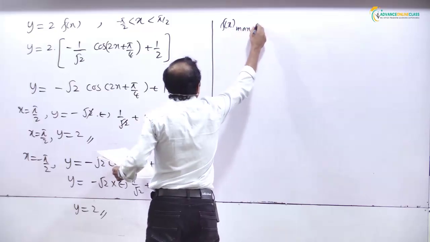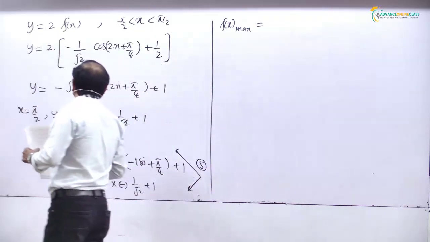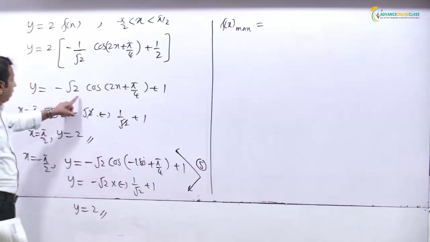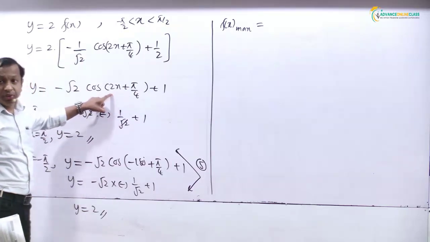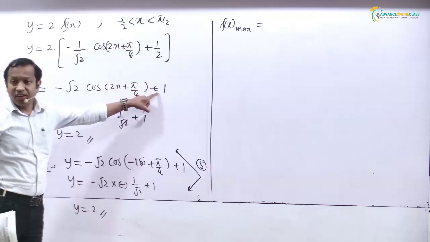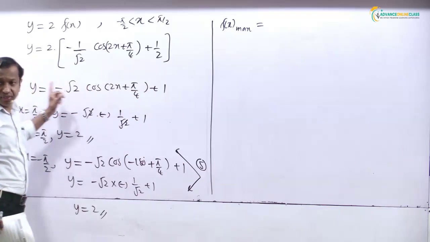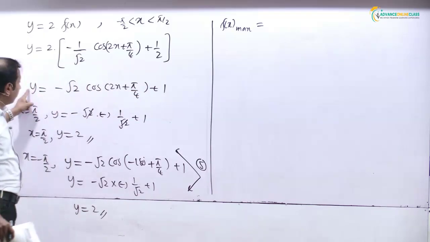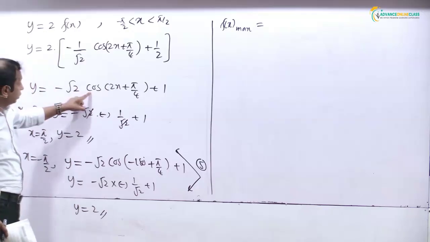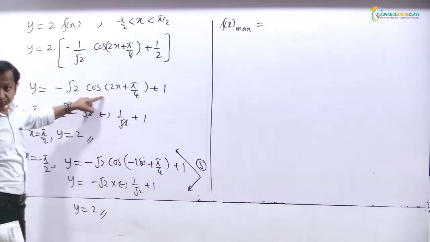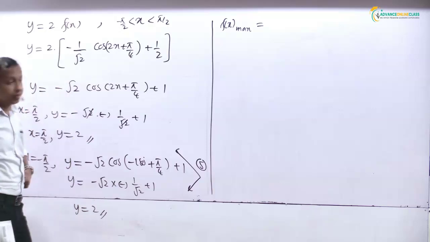Right. Now this time f(x) is to be maximum. This cos(2x + π/4) should be minimum, no? 1 minus this is f(x). Then for the maximum y, it should be minimum, no? Because we have a minus sign here.